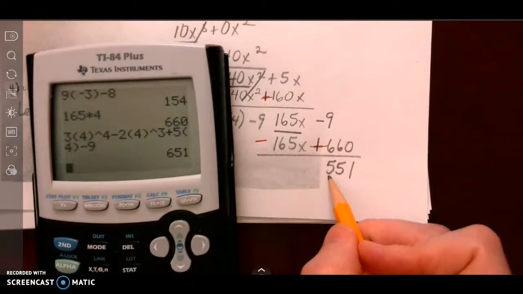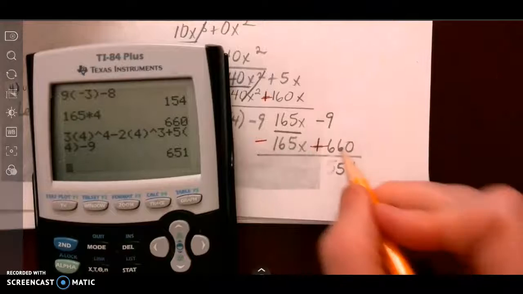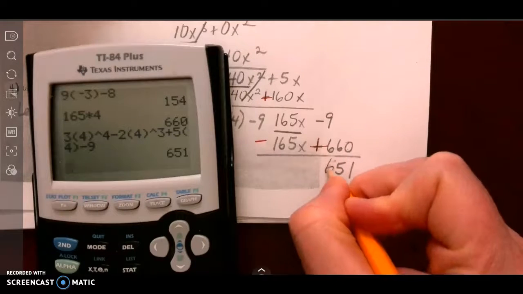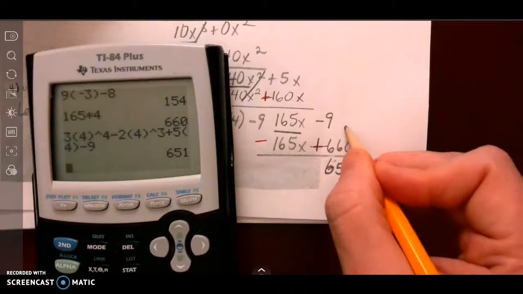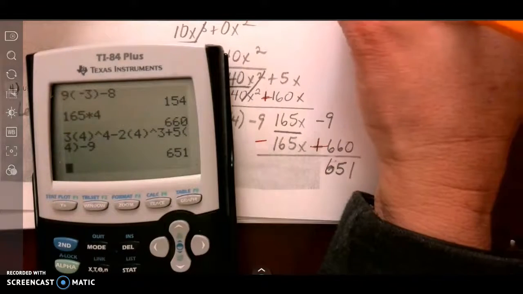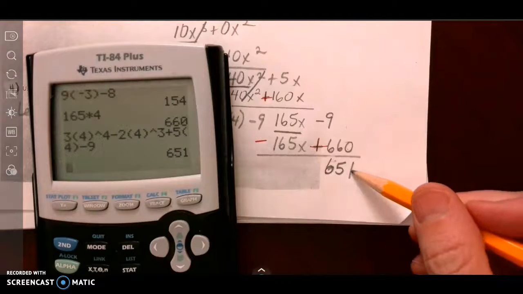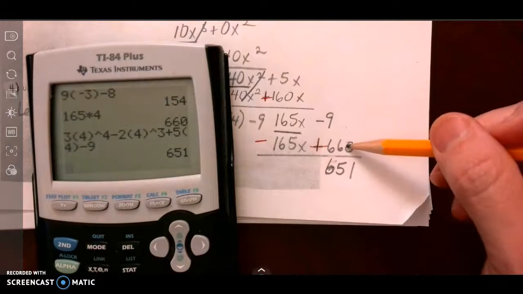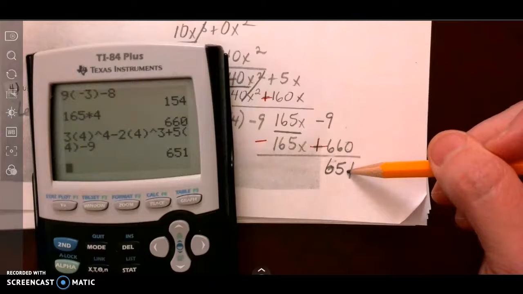I wrote 551. It is 651. 660 minus 9 is 651. I wrote that incorrectly. So it's a good thing I did that remainder theorem. And don't just change your remainder. The only reason I changed mine is because 660 minus 9 is actually 651, not 551.